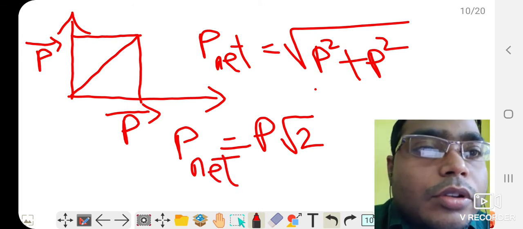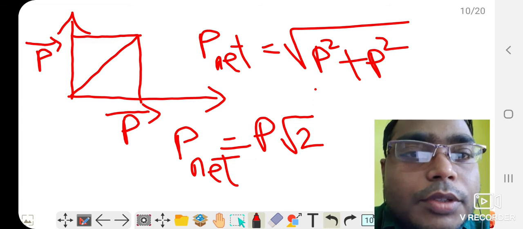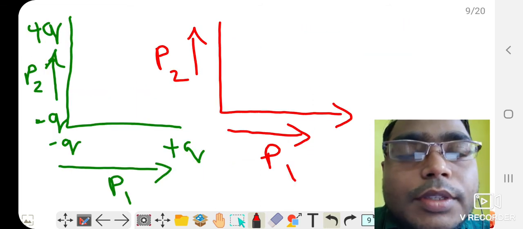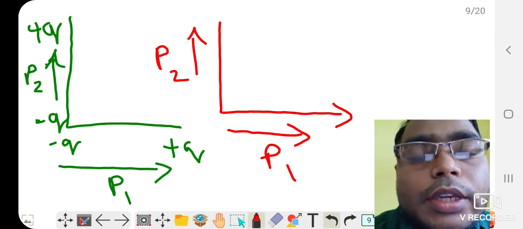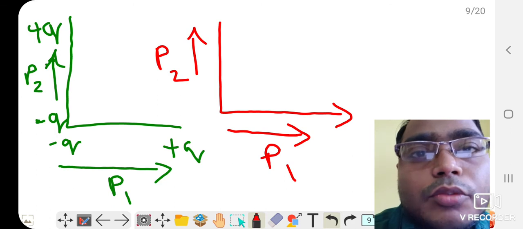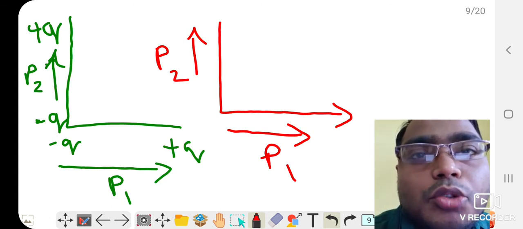So I think it is clear to all of you. So how can we find out this question? Here you can see, since at the origin minus 2q charge is given, we can write this minus 2q like this, minus q and minus q. So that means there will be two dipoles.